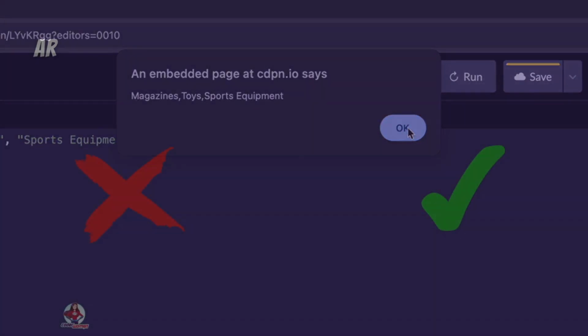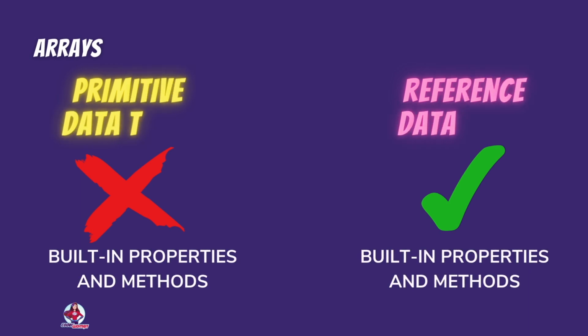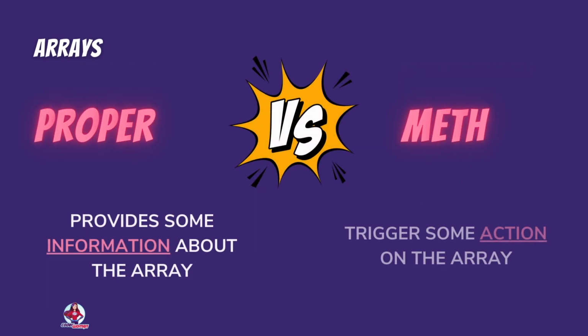Arrays are especially useful compared to primitive data types because they have built-in methods and properties. Let's explore one property and 4 methods today. What's the difference between a property and a method? A property provides information about the array, while a method performs some action. Soon, all this will be clearer to you.